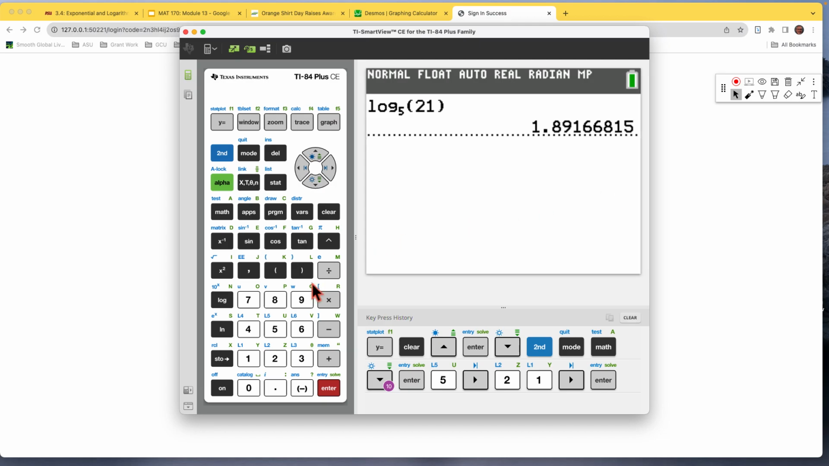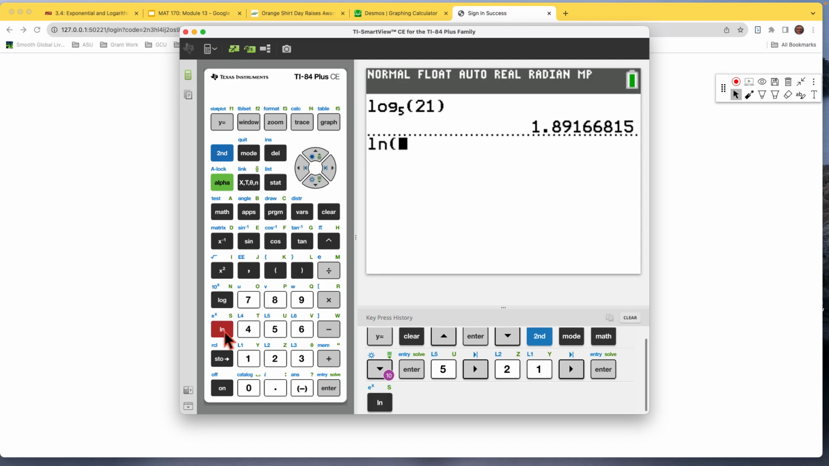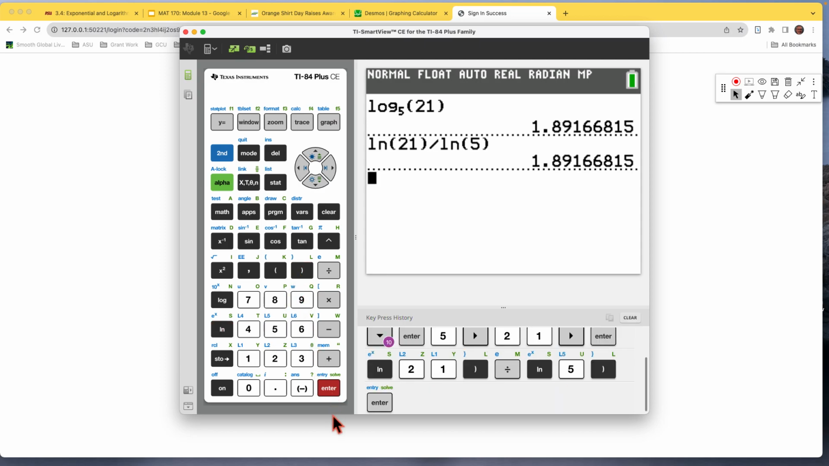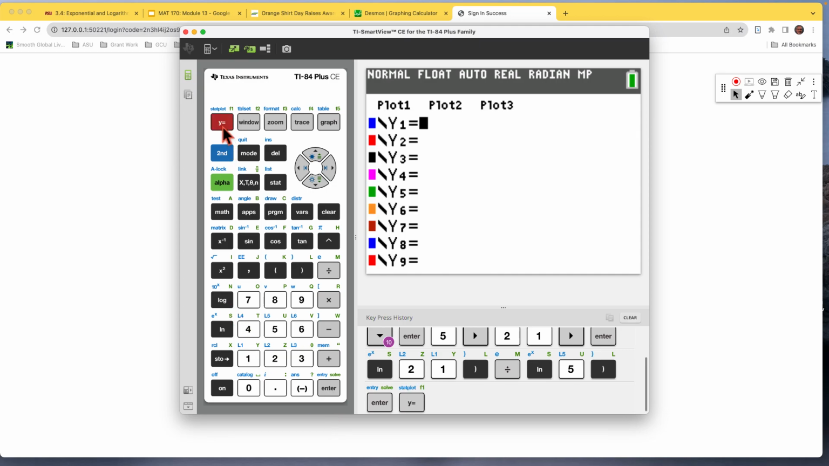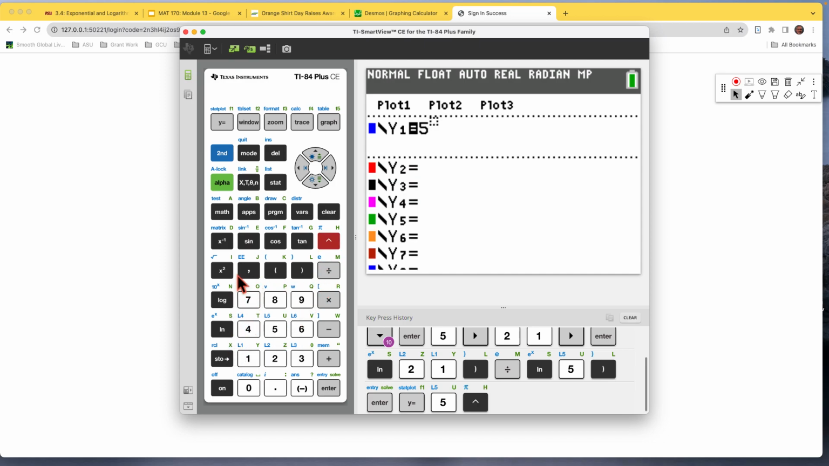If they ask you to round it to 2 decimal places or 3 decimal places, you can use the calculator to do that. Remember, if your calculator doesn't have that feature, you could use the natural log of 21, this is the change of base formula, divided by the natural log of 5, and we'll get the same answer. I like just using log base because it looks like what you see. And again, we could also do this graphically, just showing you 5 raised to the x power.